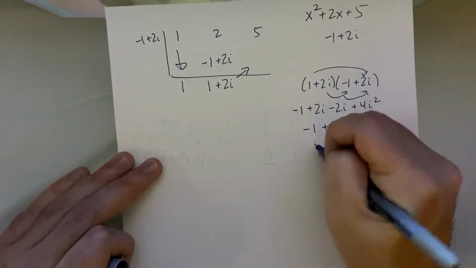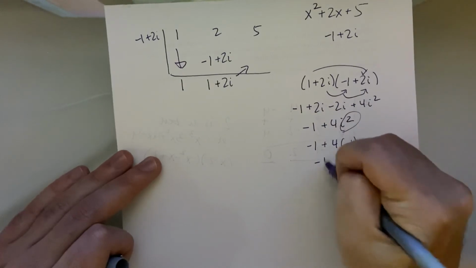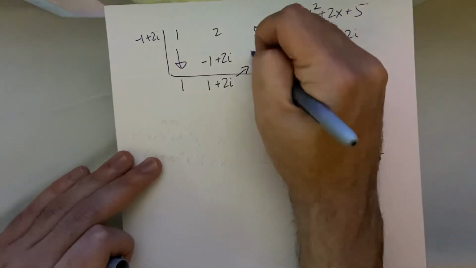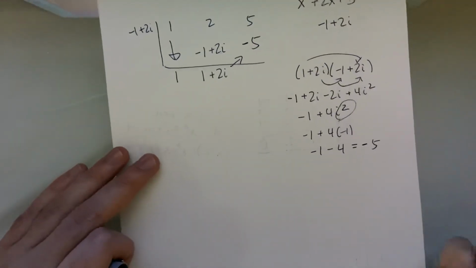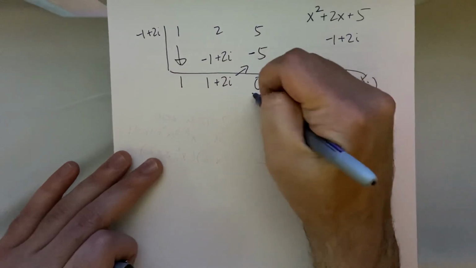Remember that i squared turns into negative 1. So this 4 times negative 1 is really negative 4. Negative 1 minus 4 is negative 5. So every other time, your i's may end up canceling eventually. 5 plus negative 5 is 0.